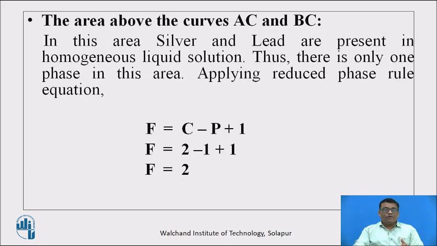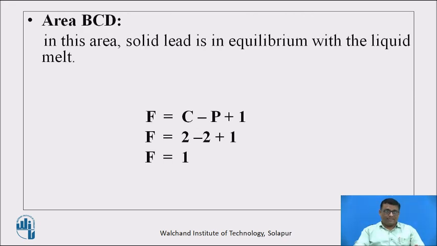Then we'll see the areas first of all. What areas are there? One area is the area above curves AC and BC. In this area, silver and lead are present in homogeneous liquid form. Thus, there is only one phase, and by applying P equal to 1 in the phase rule equation, we get the degree of freedom F equal to 2. For curves, the value of F is 1, but for this area the value of F is 2, because only one phase exists, that is a molten solution.